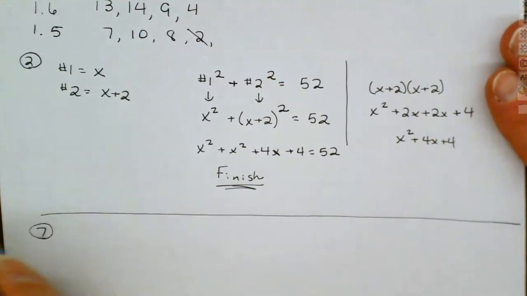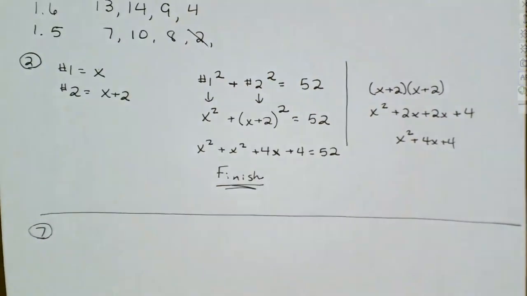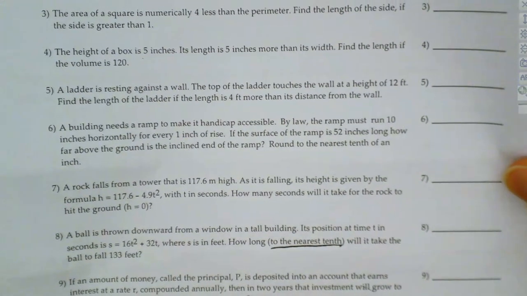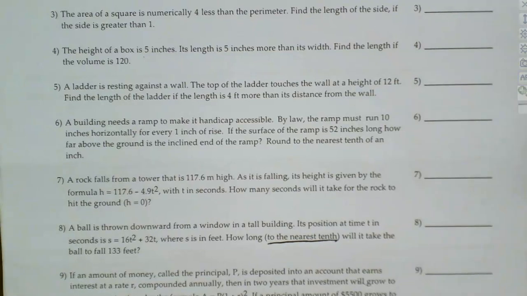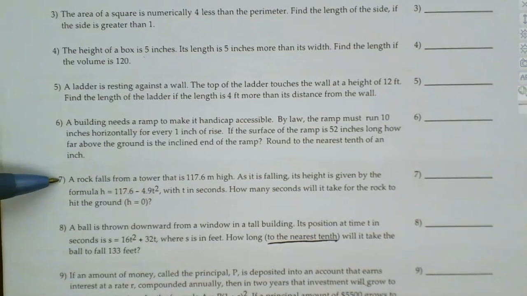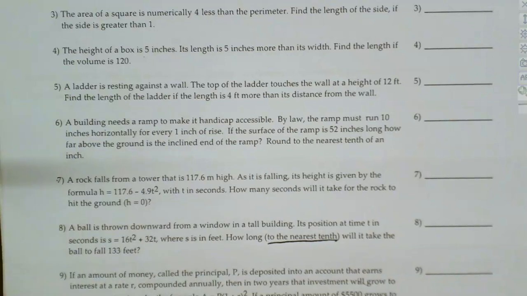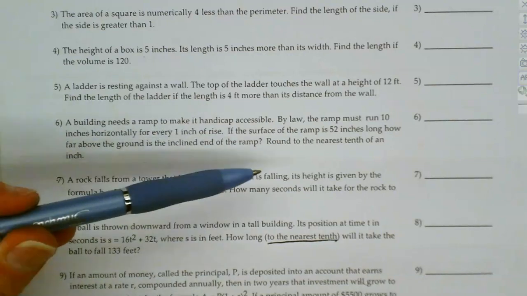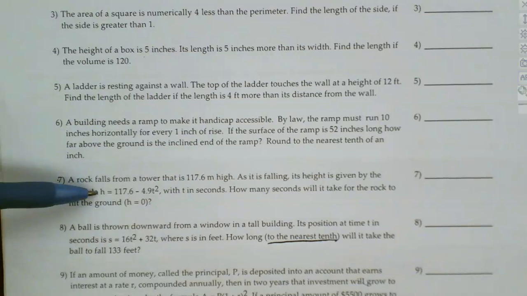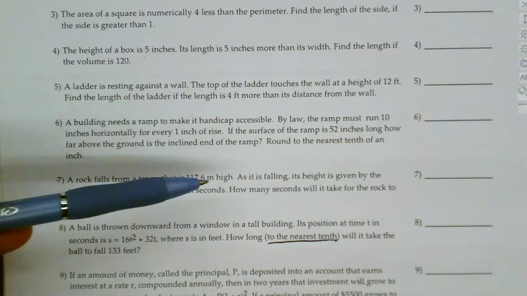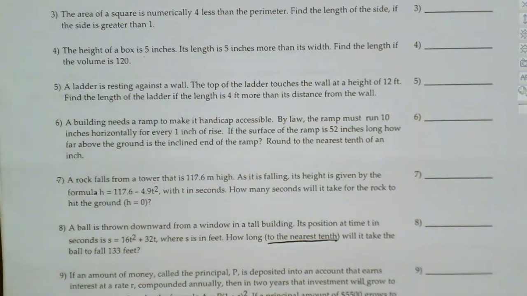Okay. Question 7. Question 7, and this again is out of 1.5. So question 7. A rock falls from a tower that is 117.6 meters high. As it is falling, its height is given by this formula, where t is in seconds. How many seconds will it take for the rock to hit the ground?